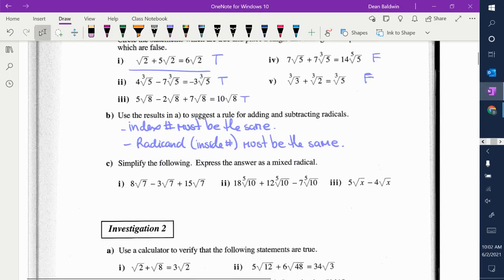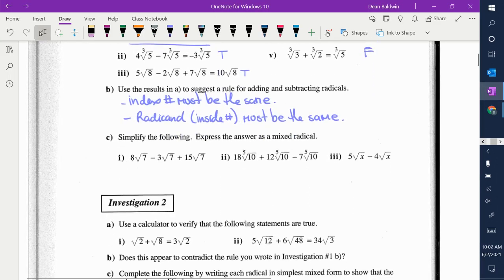The radicand and the index number must be the same. Then we can combine them. So this one, the first thing you do when you get a question is look at the index numbers. Are the index numbers all the same in this question? Yeah, they're all twos. Are the radicands the same? Yes, they're all sevens. You can combine them and treat the radical like it's a variable.